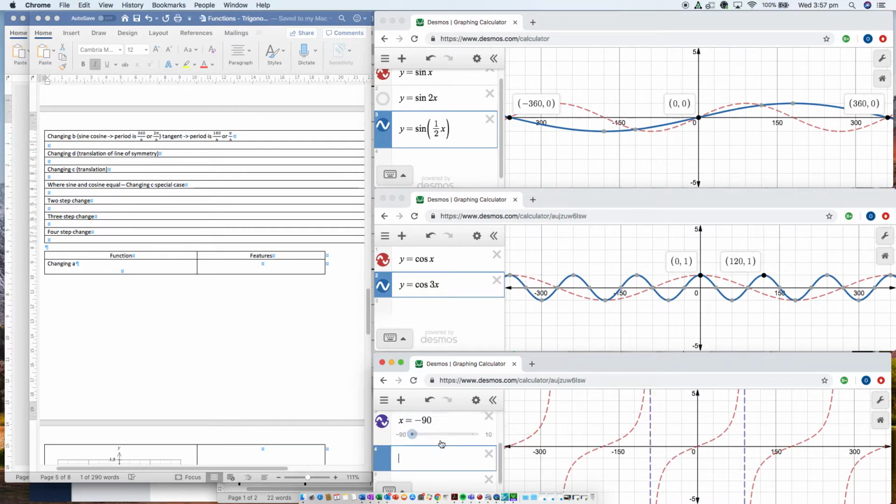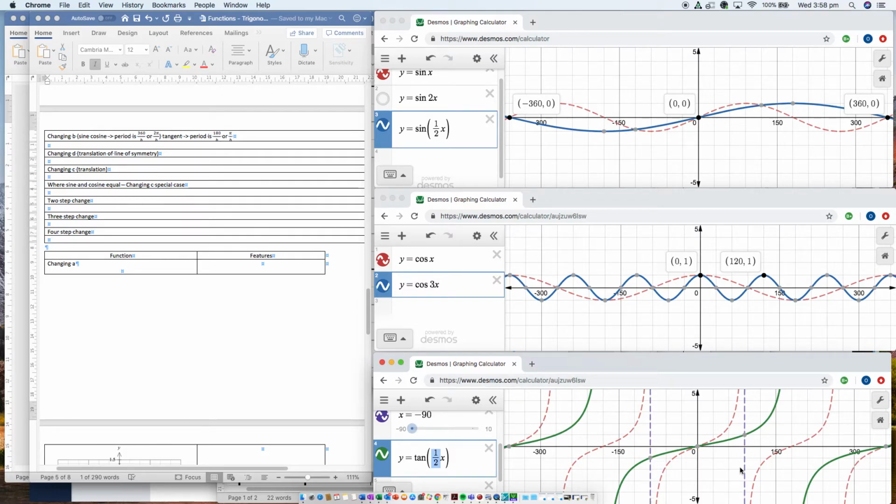So let's experiment with the graph. Let's type in y equals tan, and let's go with a half x. I'm just choosing simple ones here, and let's make that nice and green. There we go. So let's have a look at our graph here. We can see that this graph has changed. Now let's think about what we've done. If we have a b value of a half, then what's our new period going to be? Well, the period's going to be 180 degrees divided by a half. Dividing by a half is the same as multiplying by 2, so our new period is 360 degrees.